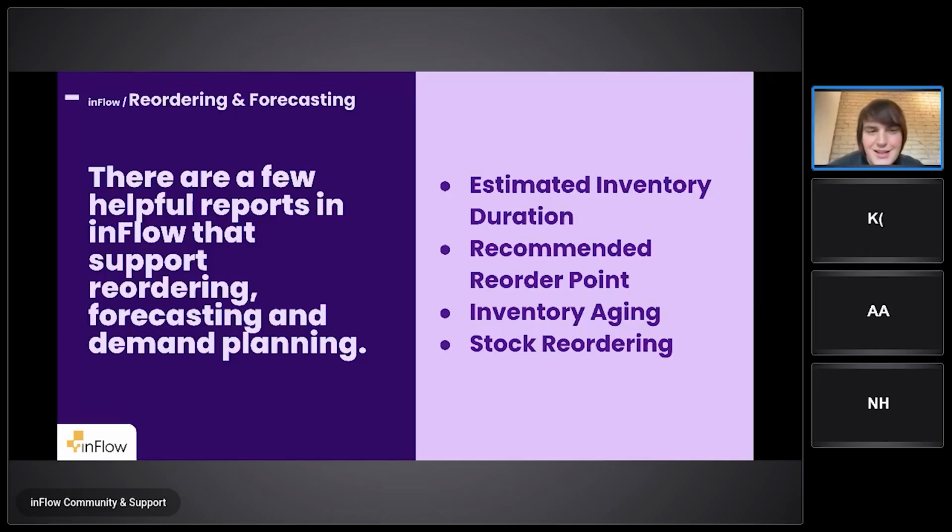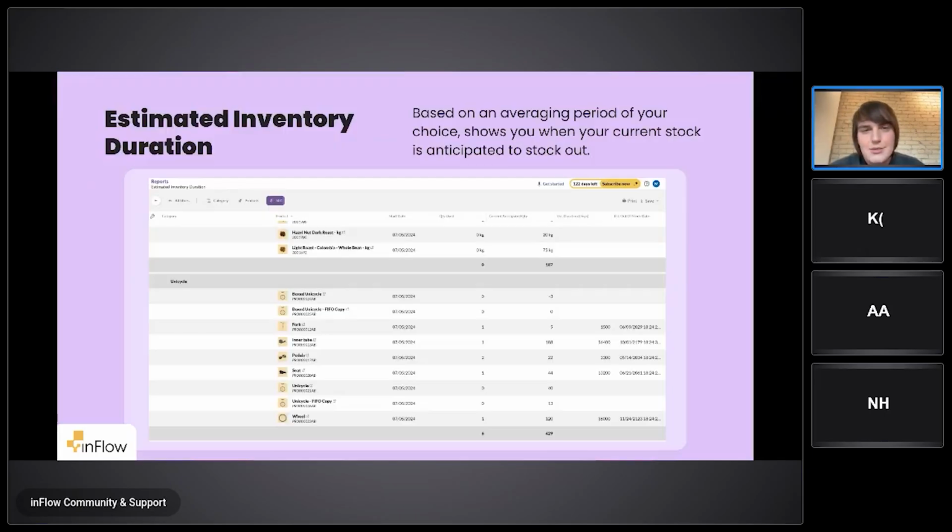There are also some reports on the inFlow side that really support reordering, forecasting, and demand planning. It's these four: the estimated inventory duration, the recommended reorder point, inventory aging, and stock reordering reports. If you have a different favorite report, feel free to shout it out in the chat. Or if you really don't like the reports, you can put that there too. I'll listen today. I'm just kidding. I'll listen any day.